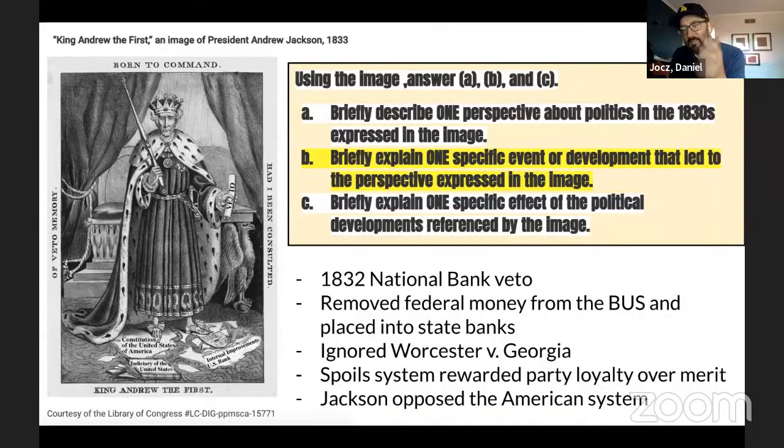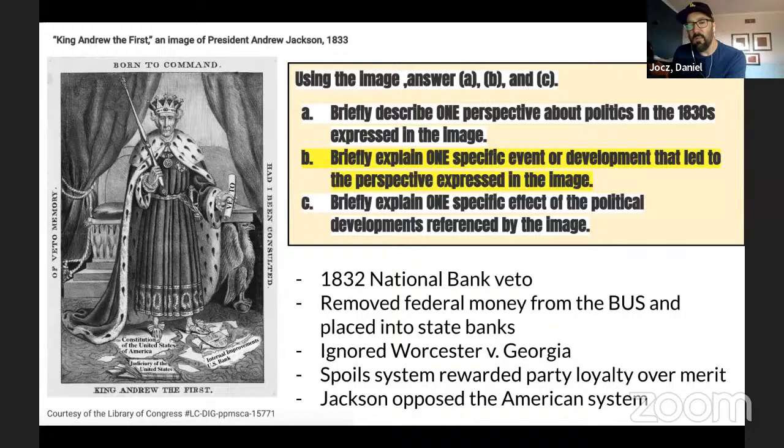His ignoring of Worcester versus Georgia, where the Supreme Court basically says the people of the Cherokee Nation have a right to this land, and there are protections for them. Allegedly, Andrew Jackson said, John Marshall has made his decision, now let him try to enforce it, or something to that effect. There's doubt whether he even said it like that. But the point is, the view is that Jackson ignored the Supreme Court by saying, I'm going to allow the removal of the Cherokee people to commence.